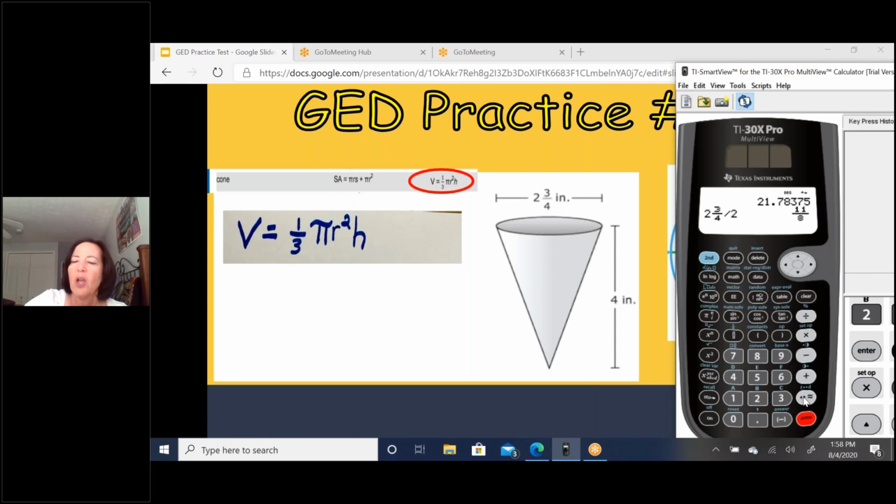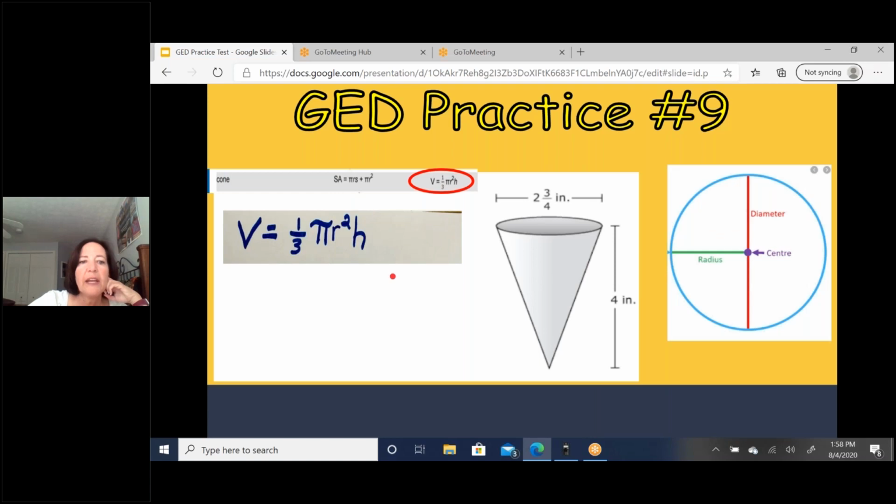11/8. What if I didn't want to use a fraction like 11/8? I'm going to use my toggle key down here in the bottom right corner to turn that into a decimal. I sometimes find that decimals are easier for me to work with. So instead of 11/8, I'm going to use 1.375.